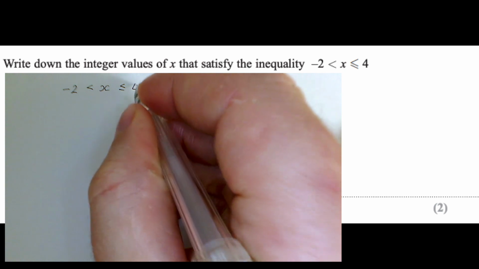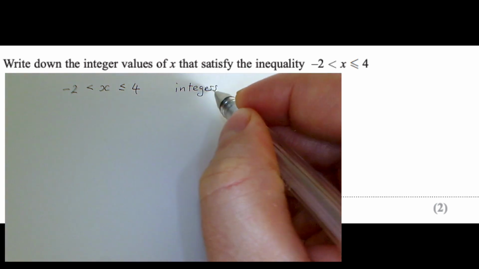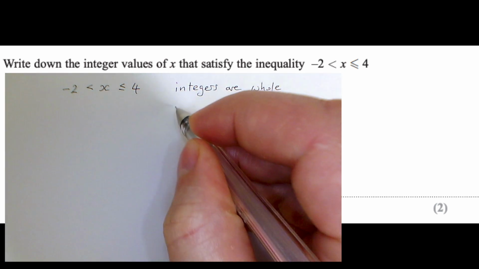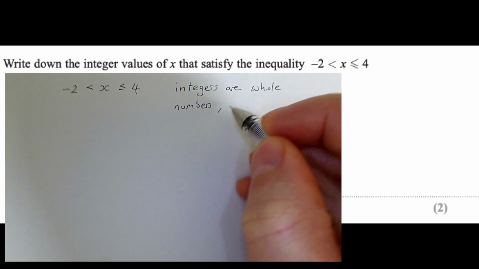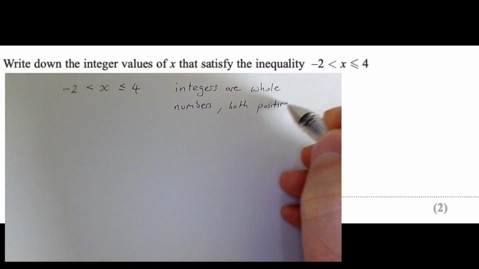An integer means a whole number. Okay, so it could be a negative whole number or a positive one, so it could be -2, -3, 3, 4, but it's a whole number. So just put in there a little reminder: integers are whole numbers, and then we're going to have to list the numbers that satisfy this inequality.